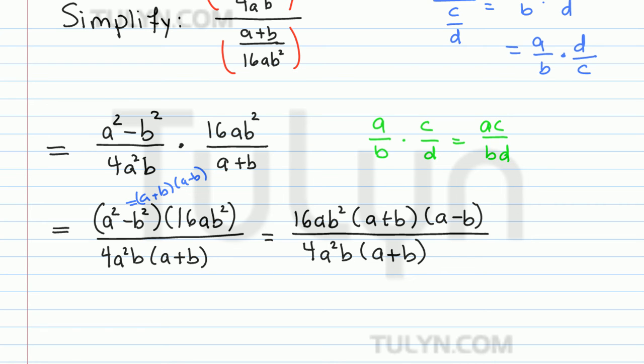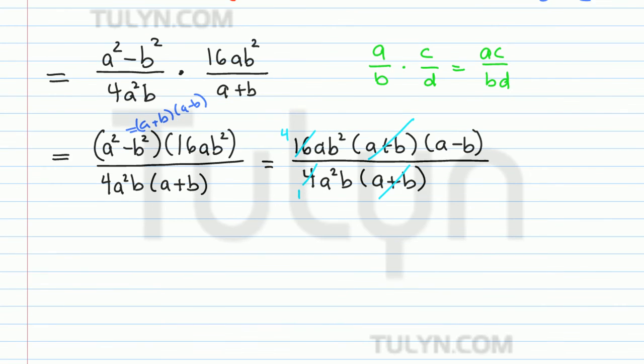So notice that there's an a plus b in the numerator and an a plus b in the denominator, which we can cancel out. And also, we can factor out a 4 and cancel that out. So in the denominator, we're going to get a 1, and the numerator, what's left over, is a 4. So rewriting our expression, we get 4ab squared times a minus b over a squared b.